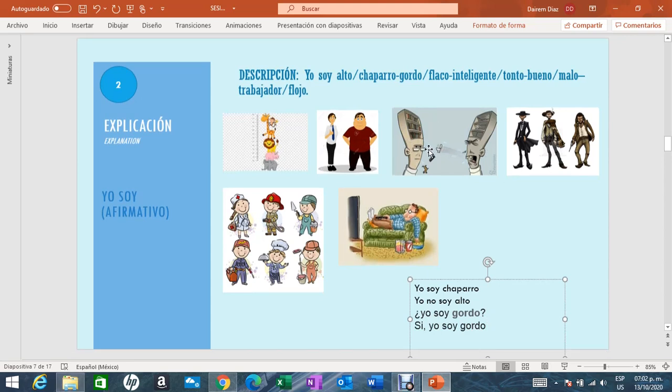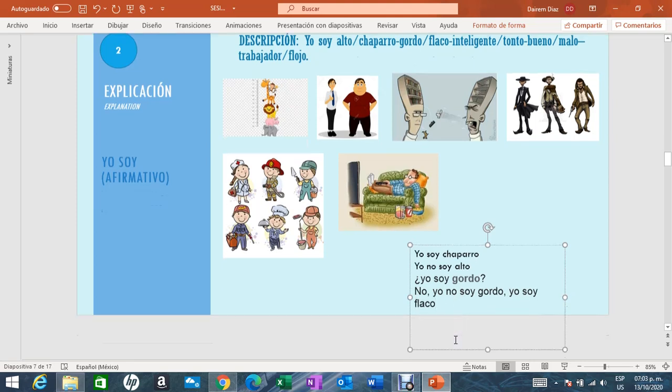Okay. Next one. Flaco. Slim. Yo soy chaparro. Yo no soy alto. Yo soy gordo? No. Yo no soy gordo. Yo soy flaco. No, I am not fat. I am slim. Next one.